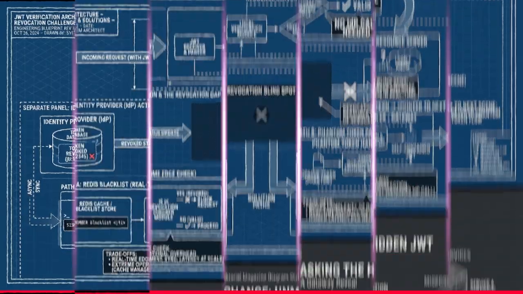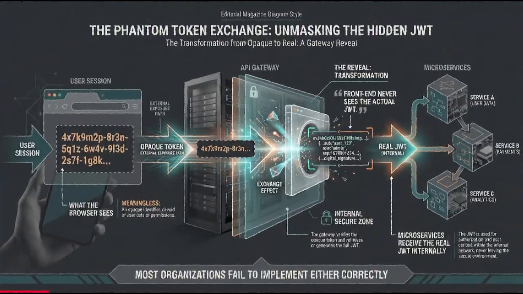What is a phantom token pattern? In a phantom token pattern, the front end receives an opaque, meaningless string, and the API gateway exchanges it for the actual JWT before routing to internal microservices. That sounds complicated to implement. It is. Most organizations fail to implement either correctly, leaving active JWTs valid even after the user clicks logout.